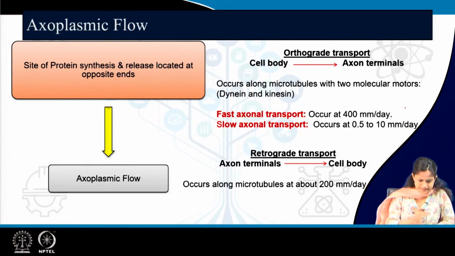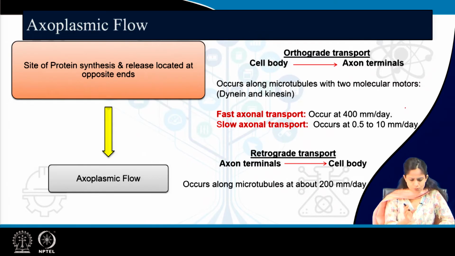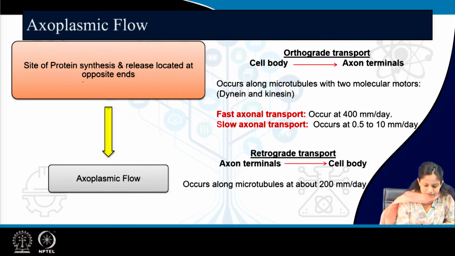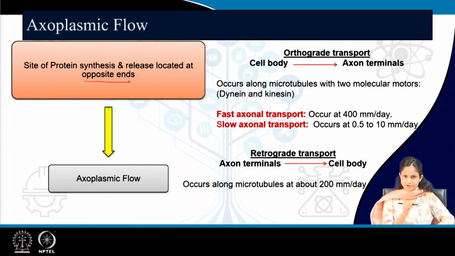So axoplasmic flow, what does it mean? Axoplasmic flow is where the site of protein synthesis, that is neurotransmitter synthesis, and the site of release occur at opposite ends. The neurotransmitter is synthesized with the help of Nissl granules, which are present in the cell body or soma. And this neurotransmitter is released from where? From the axon terminals, right? So these are occurring at opposite ends. This is known as axoplasmic flow.